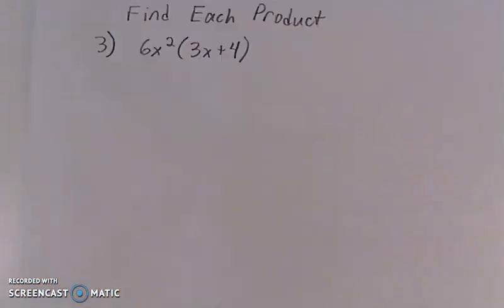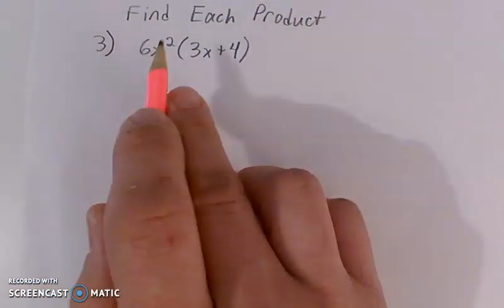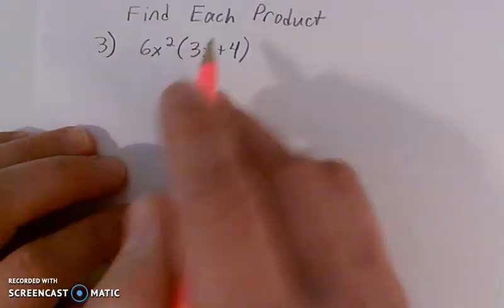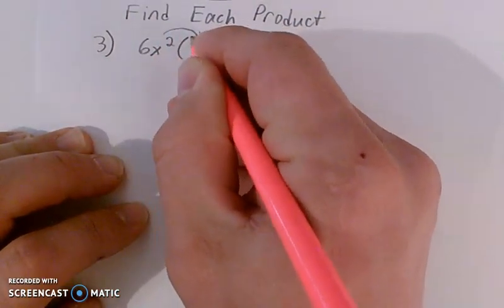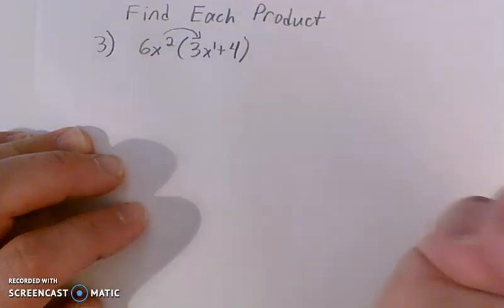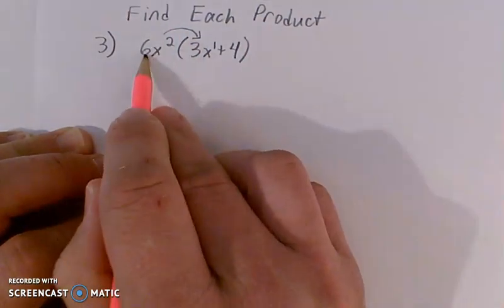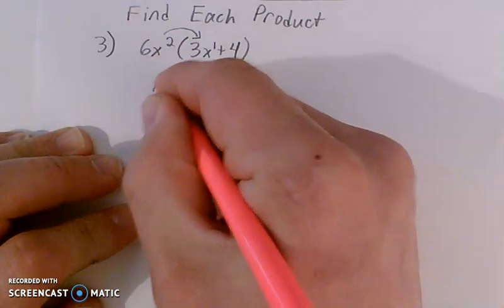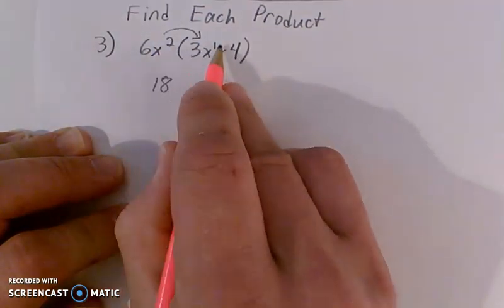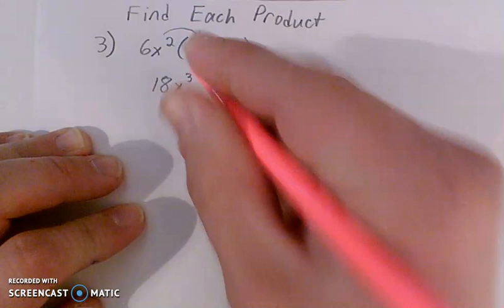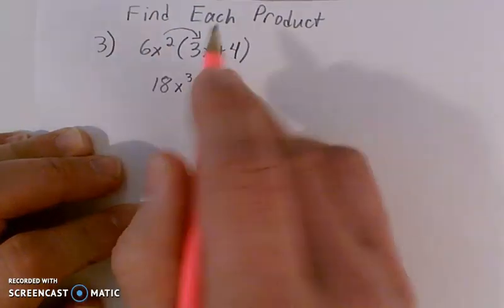Next up, we are finding products. Really, the instructions could still be to simplify, but what we're doing here is we're going to distribute 6x squared to both terms, to the 3x. By the way, x here is to the first power. So when you do this, 6 times 3 will be 18. X to the second times x to the first will be x to the third power. Do not forget that you're adding your exponents there.